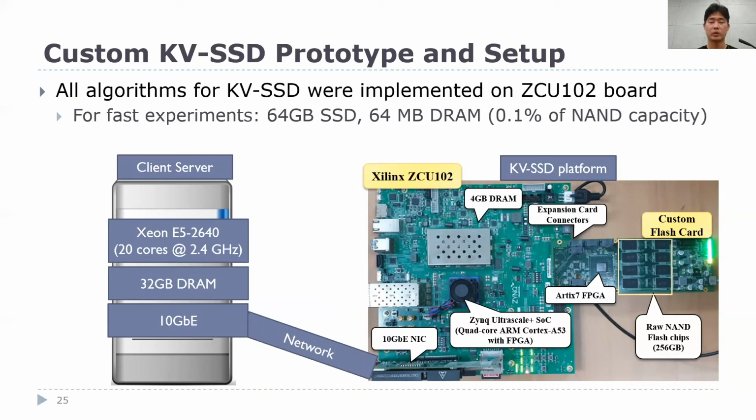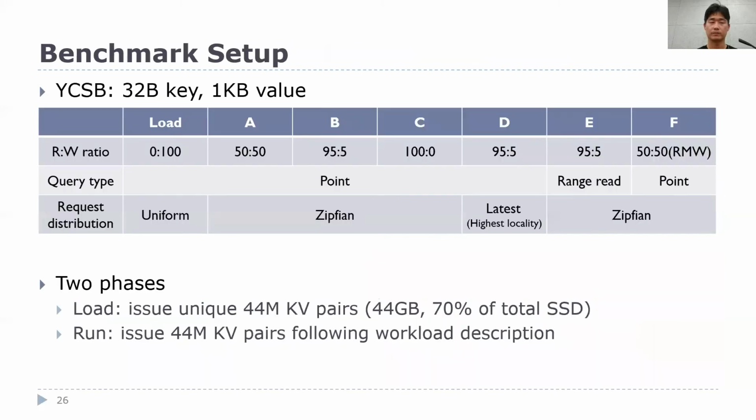For fast experiments, we scaled down the flash card and DRAM to 64 GB and 64 MB respectively. We used YCSB's core workload for benchmarking. The experiments are run in 2 phases. In the load phase, 44 million uniquely random requests are put into the KV-SSD. In the run phase, the KV-SSD processes the requests generated by one of the provided YCSB workloads.